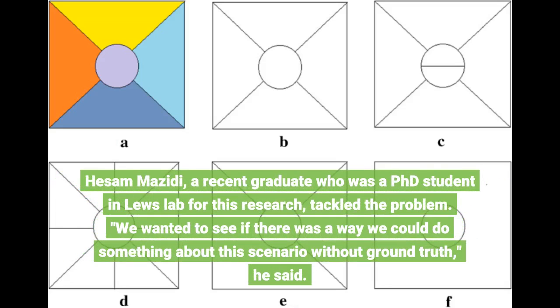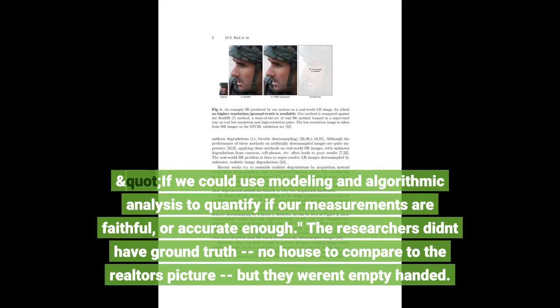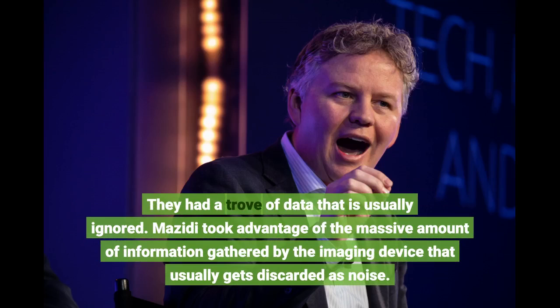Hessam Mazidi, a recent graduate who was a PhD student in Lew's lab for this research, tackled the problem. We wanted to see if there was a way we could do something about this scenario without ground truth, he said. If we could use modeling and algorithmic analysis to quantify if our measurements are faithful, or accurate enough. The researchers didn't have ground truth, no house to compare to the realtor's picture, but they weren't empty-handed. They had a trove of data that is usually ignored.